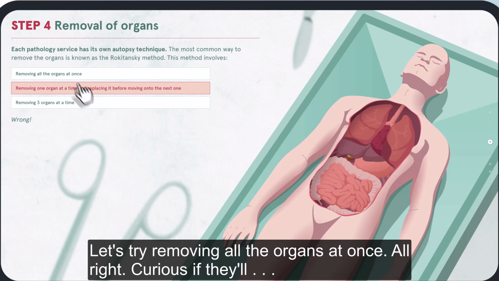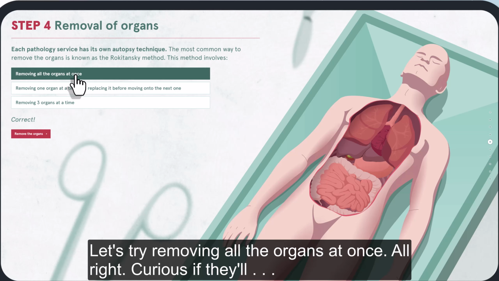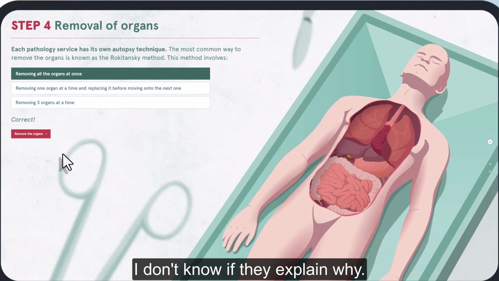Let's try removing all the organs at once. All right. I want to know if they explain why.